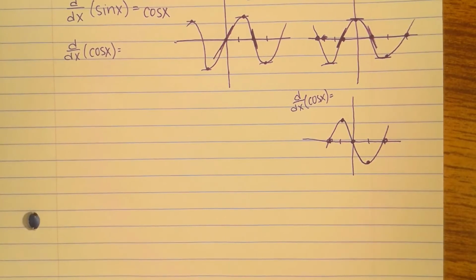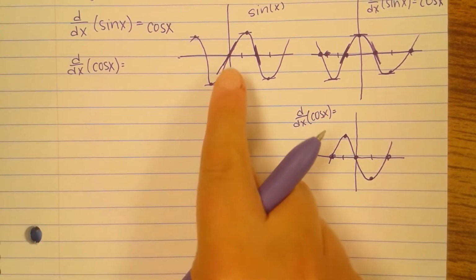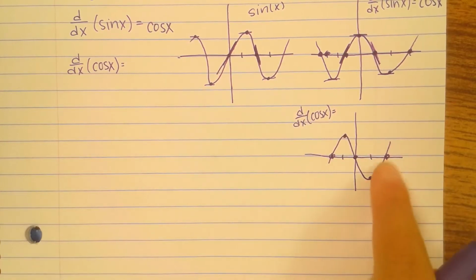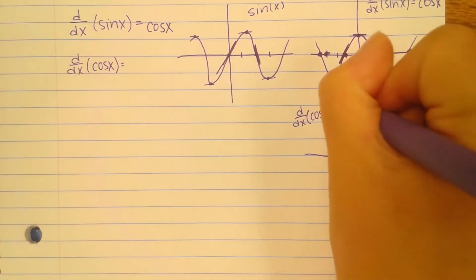This periodic function is something that we should recognize. It's something that involves sine, of course, but it's not actually sine, because sine goes up and then down, and this one goes down and then up. So this is actually negative sine.